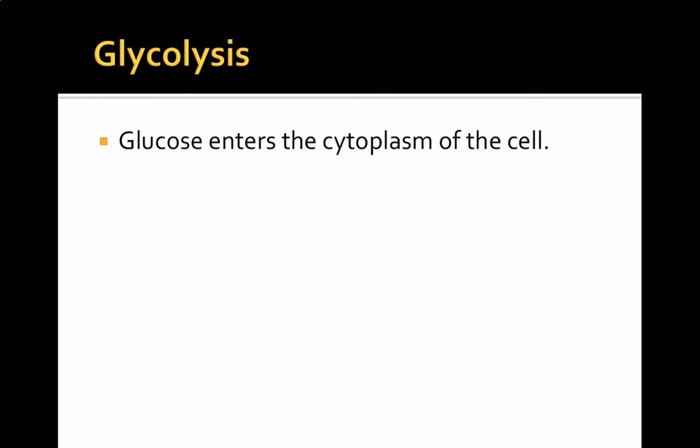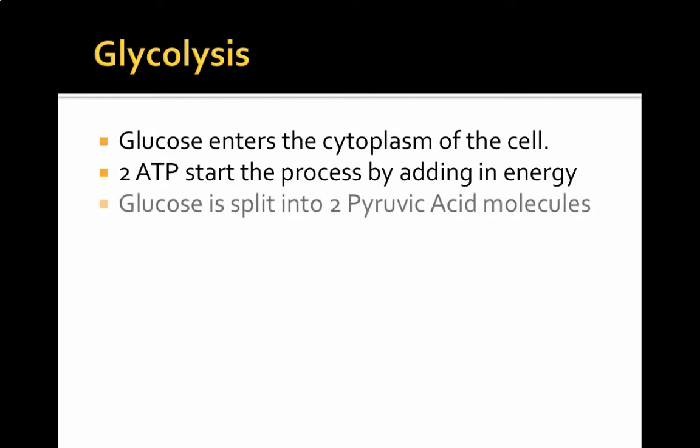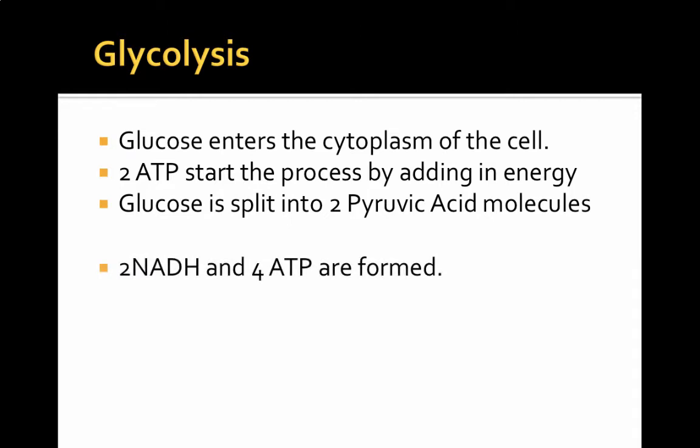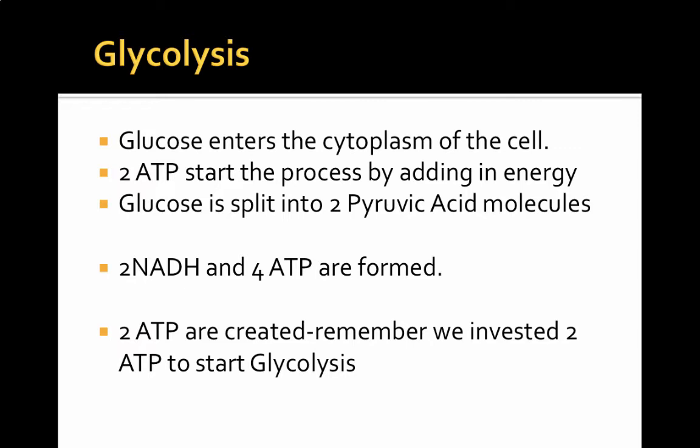The glucose will enter the cytoplasm of the cell, and 2 ATP will start the process by adding in energy. Glucose will be split into 2 pyruvic acid molecules, and we form 2 NADH and 4 ATP. Remember, we invested 2 to start the process, and we made 4, so our net creation of ATP was 2.